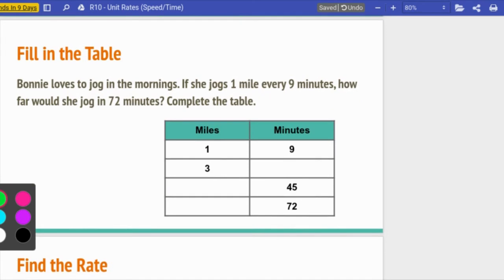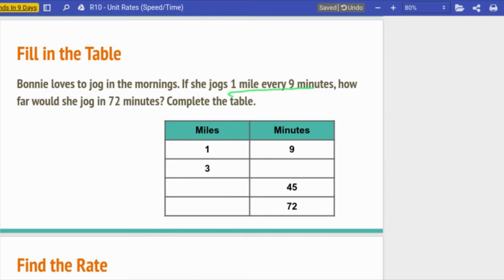All right, let's do a fill in the table problem here. Bonnie loves to jog in the mornings. If she jogs 1 mile every 9 minutes, how far would she jog in 72 minutes? Complete the table. So we know 1 mile every 9 minutes, that's her unit rate. She's doing 9 minutes per mile. So we're not trying to find the unit rate. We already have that. We're going to use the unit rate to then fill in and find some equivalent rates.